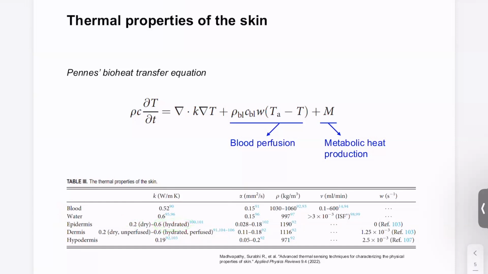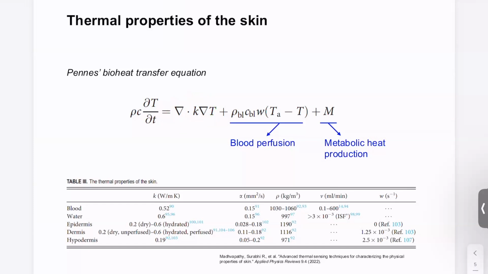Go ahead. So the perfusion and the metabolic heat, those are separate from the gradient heat because they're generating heat, they're adding heat to the system, versus the gradient. This is how heat spontaneously transports. This is the first term. Okay. Yeah. Gotcha. Okay. Great.